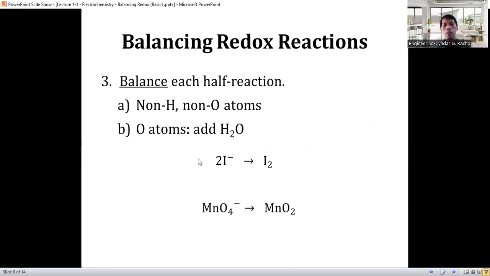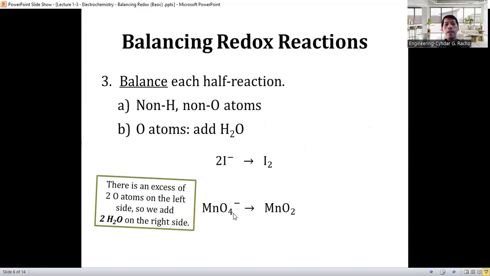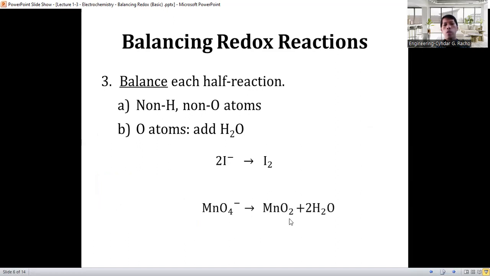Okay, for this one we have oxygen appearing on both sides of the equation. As you count the oxygen, there is an excess of 2 oxygen atoms on the left side. So we will add 2 H2O on your right side to compensate for the number of oxygen. So we have 2 plus 2 times 2, we have 4.